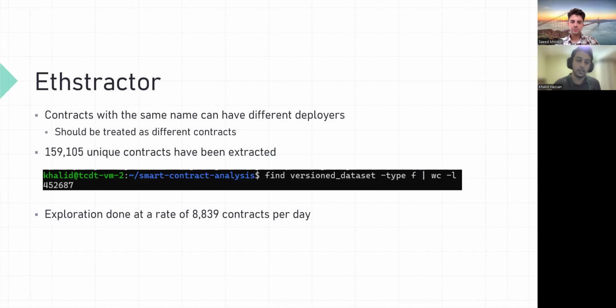And finally, using Ethstractor, we were able to amass a little over 159,000 unique contracts, which amounted to over 8,800 contracts per day. That's the rate of exploration that we achieved. This could either increase or decrease depending on the number of instances deployed on the machine that you're using.